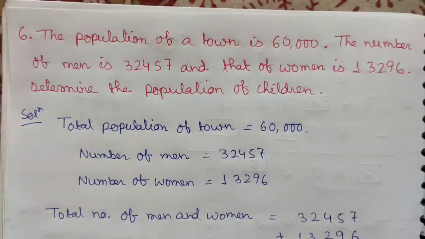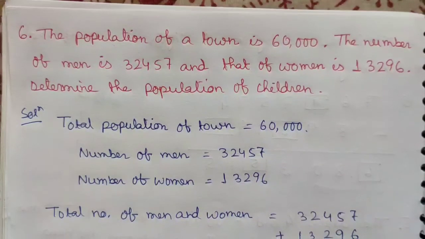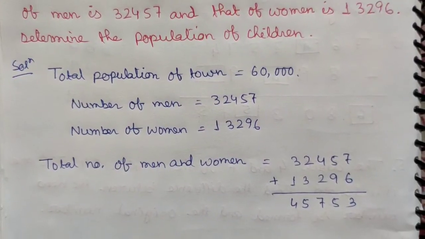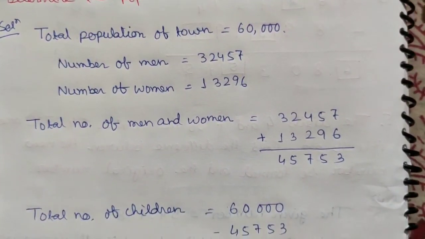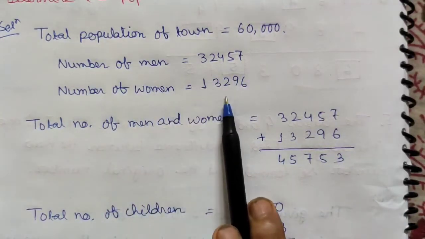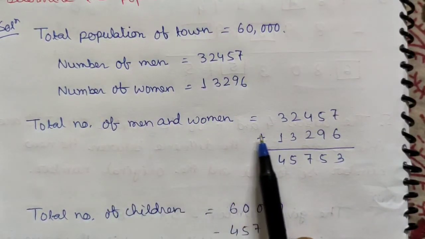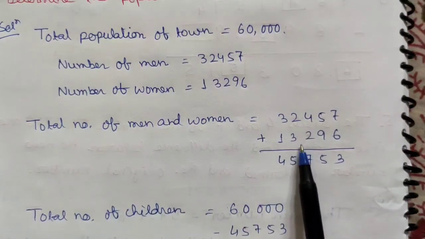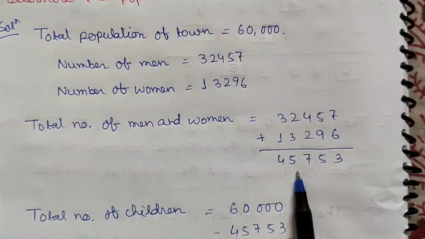Men is 32,457 and women is 13,296. So now if we add the number of men and the number of women, we will get a result, right? Now if we subtract the result from the total population, we will find the total number of children. So let's start. Total population is 60,000, number of men is this, number of women is this, right? That means total number of men and women will be what? If we add these two, we get the total number of men and women.